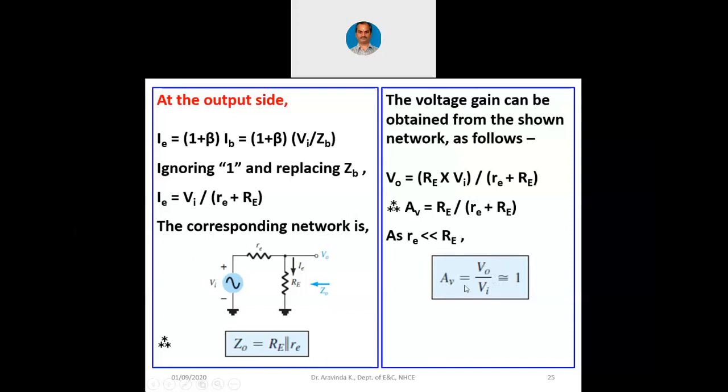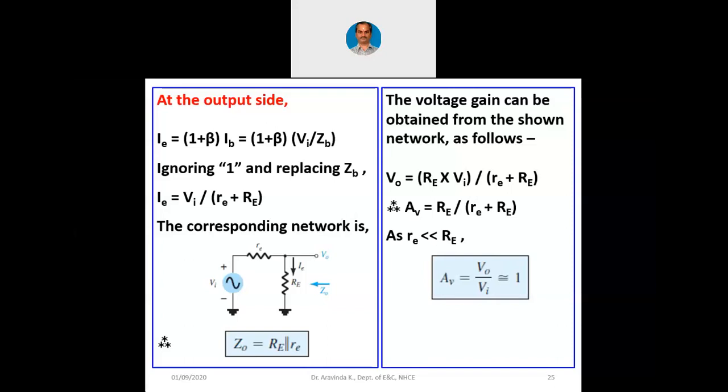And there is no minus sign here. In our earlier configuration, we had a minus sign. Here we don't have a minus sign. Why? The flow of current in both the directions is the same. The current flows out of the emitter and into the base. Both are in the same direction. So there is no 180-degree phase shift and no need to put a minus symbol here. So AV is V0 by Vi, approximately equal to 1.